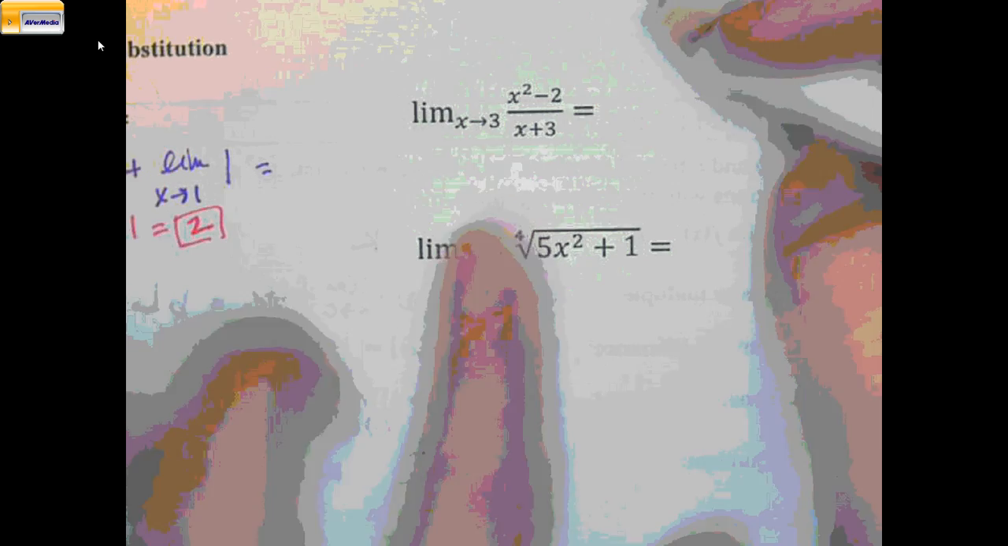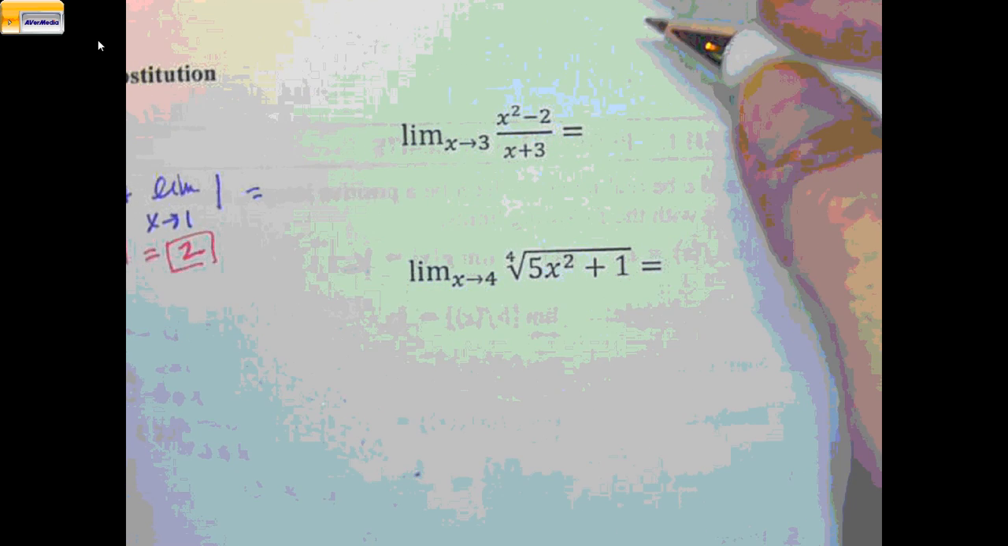All right, let's do the next one. This one's a little different because it's got a fraction. Fraction means what? What's probably going on with that graph? There's an asymptote somewhere, a vertical asymptote.